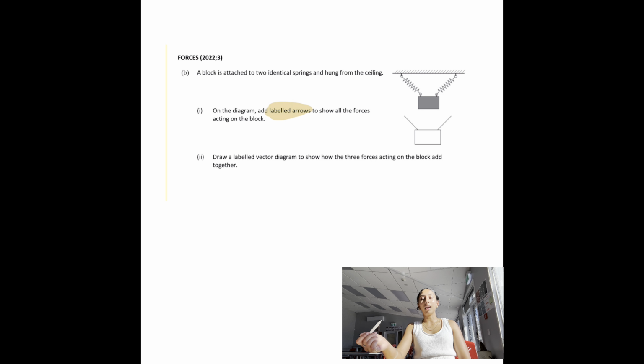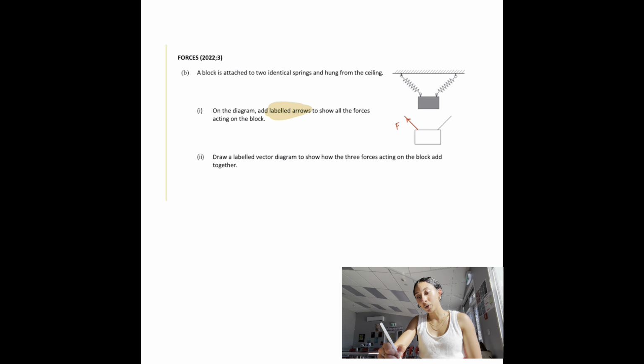It's asking us to add labelled arrows. So let's go ahead and do that. As you can see, the block is attached to these two springs, okay? And so the forces acting on this block must be along those springs in an upward direction. So I'm going to add the first force vector, and I have to show the direction that force is pulling the block at, and it's along that spring.